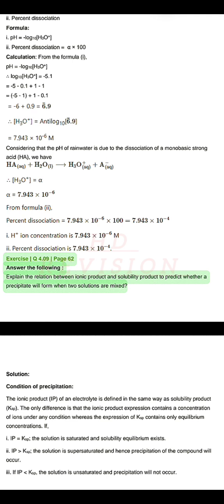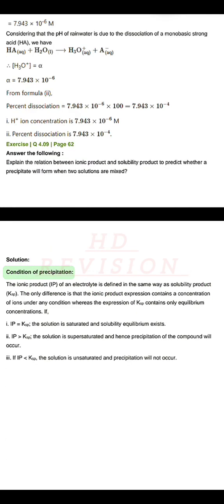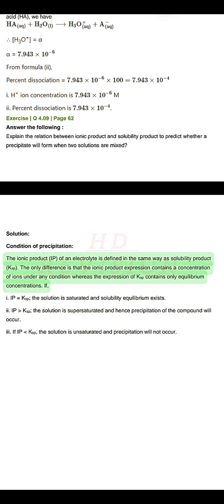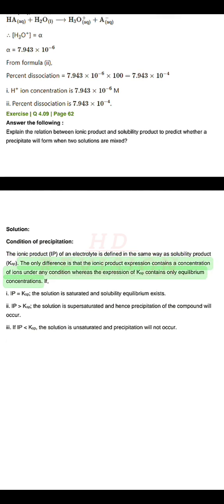Exercise Q 4.09, page 62. Answer the following. Explain the relation between ionic product and solubility product to predict whether a precipitate will form when two solutions are mixed. Solution. Condition of precipitation. The ionic product, IP, of an electrolyte is defined in the same way as the solubility product, Ksp. The only difference is that the ionic product expression contains the concentration of ions under any condition, whereas the expression of Ksp contains only equilibrium concentrations.